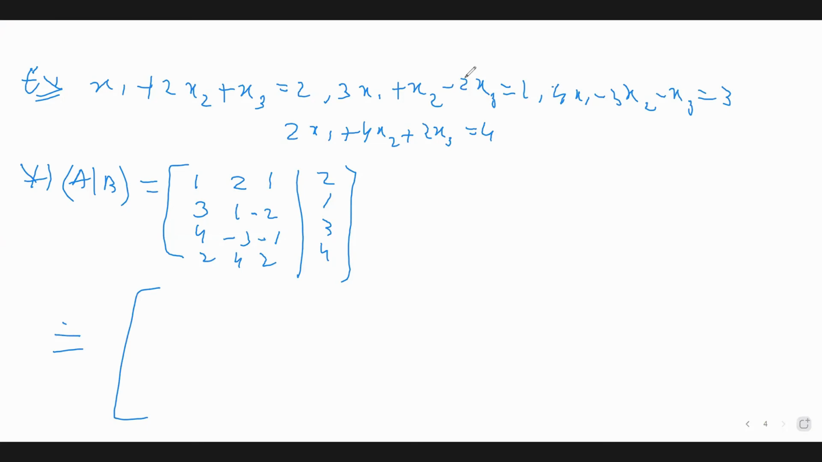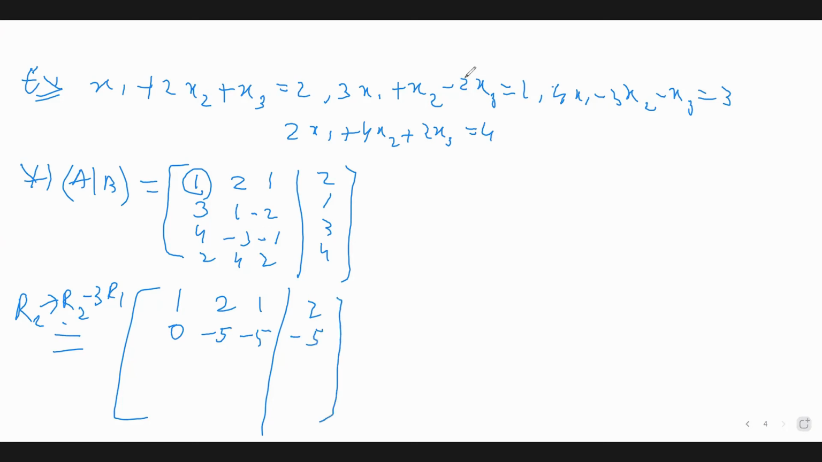ऑपरेट करो। रो 2 कैसे रिप्लेस होगा? रो 2 माइनस 3 रो 1, क्योंकि ये पाइवट है। Yes, sir. बताओ कैलकुलेशन फटाफट करके। 0, minus 5, minus 5, minus 5, minus 5. रो 3 कैसे रिप्लेस होगा? रो 3 minus 4 R1.